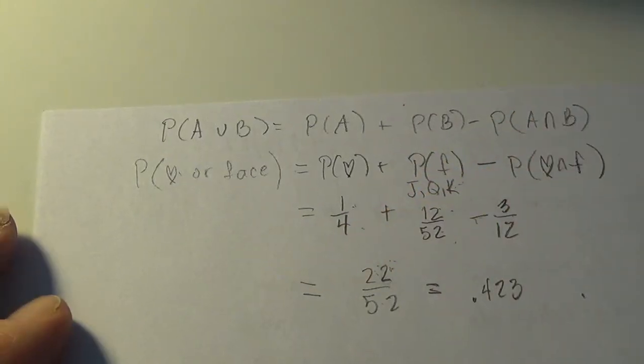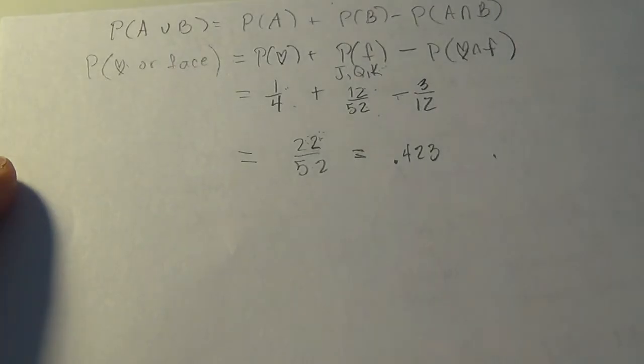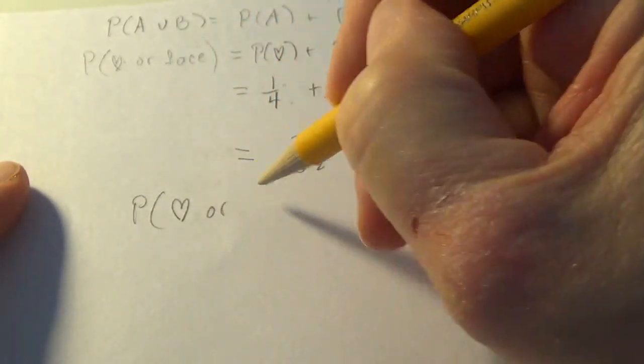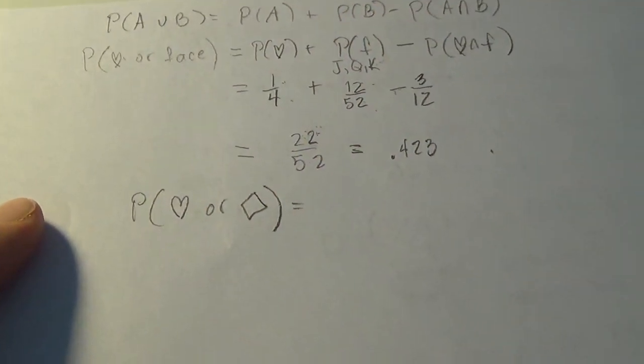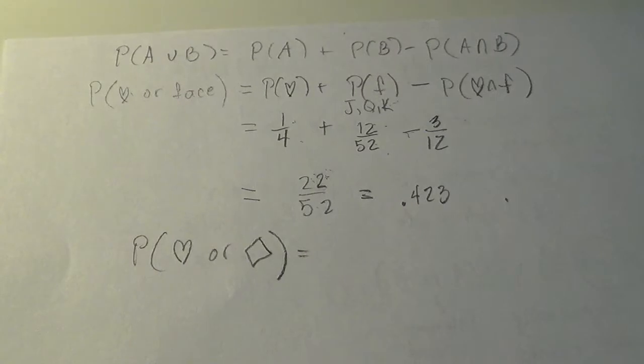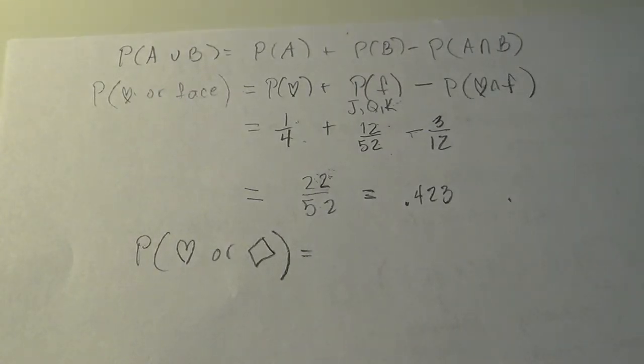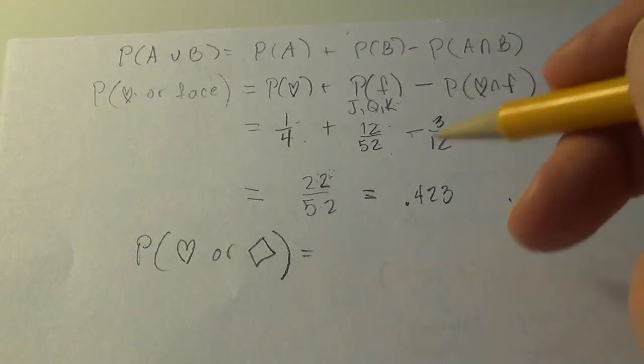All right, see if you can do this one. What's the probability of drawing a heart or a diamond? See if you can use the formula above and the numbers that come from deck of cards land and tell me what you get with that one. Alright, you can pause it and I'll go on.